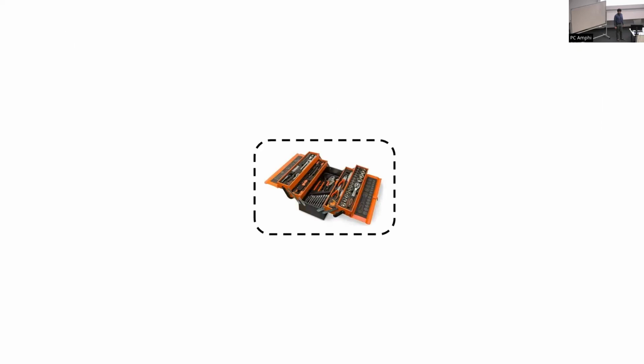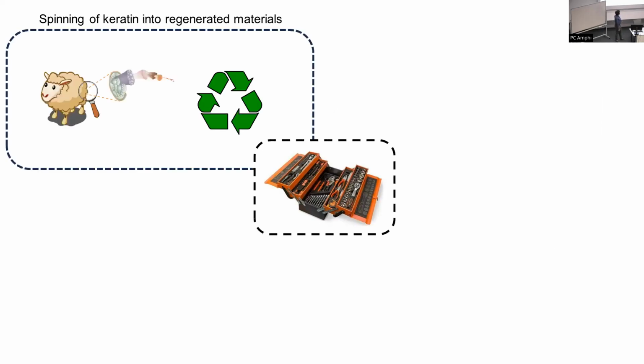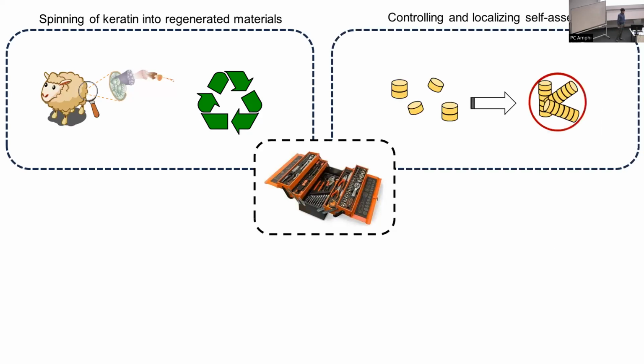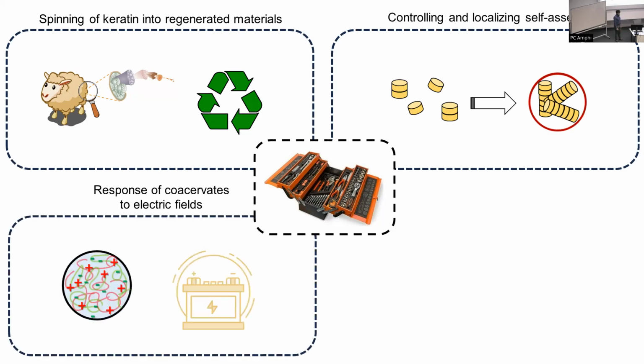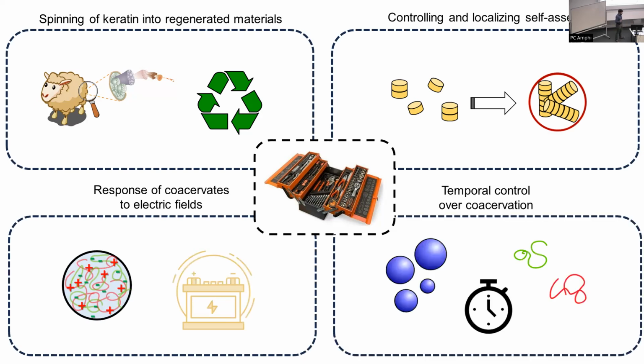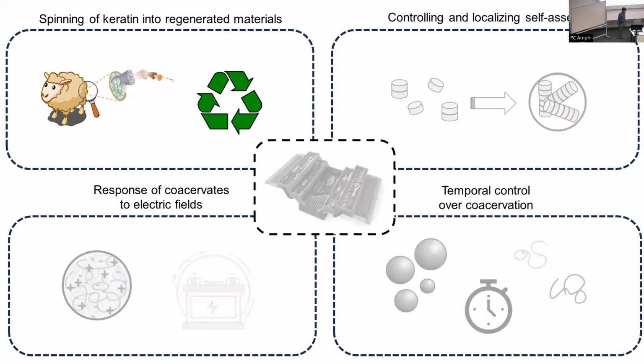With this in mind, I will talk today about four projects, or at least try to talk about the four of them, depending on the time. First, on the application side, we will use coacervates to recycle proteins, in particular keratin. We will also use them to control and localize self-assembly. And then on the side of developing new ways of interacting with them, we will study how they behave in the presence of an electric field. And I will also comment on some strategies that we're using to achieve temporal control over coacervation. So let's start with the first one.